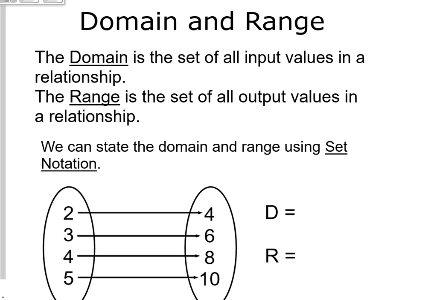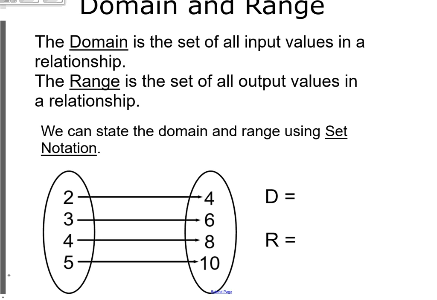The range is the set of all output values of a relationship. That means if I substituted let's say a value in for x into my equation, what would be the value that I would get out? Usually a y value. And so that is the range of all outputs in a relationship. We can state the domain and range using what we call set notation.